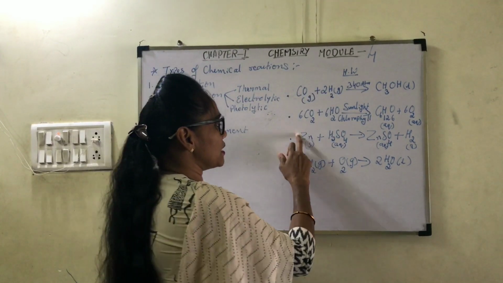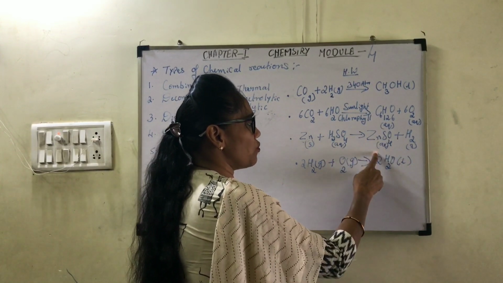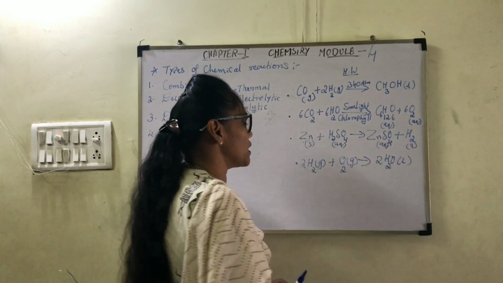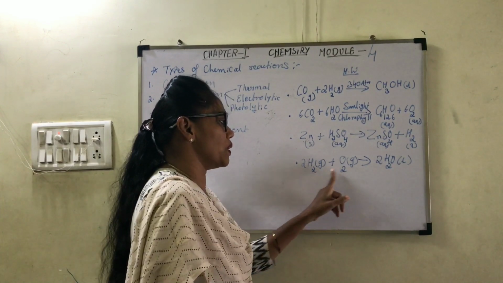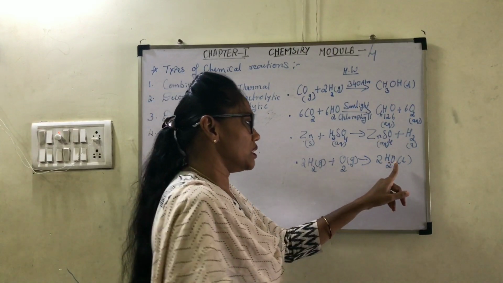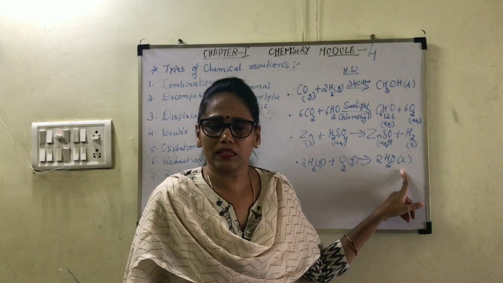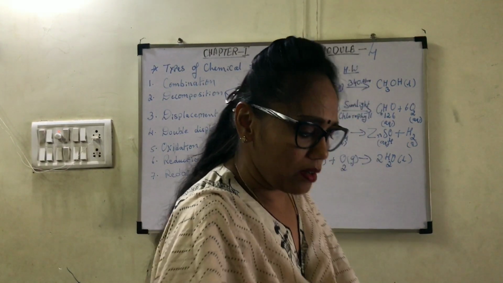The physical state: Zn is in solid state, H2SO4 is aqueous, ZnSO4 is again aqueous, and hydrogen is gaseous. The last one, hydrogen plus oxygen gives water: 2H2 plus O2 gives 2H2O. Again the states are gaseous. This is first collected in gaseous form, then it is condensed to get a liquid form. I hope all of you got it right.